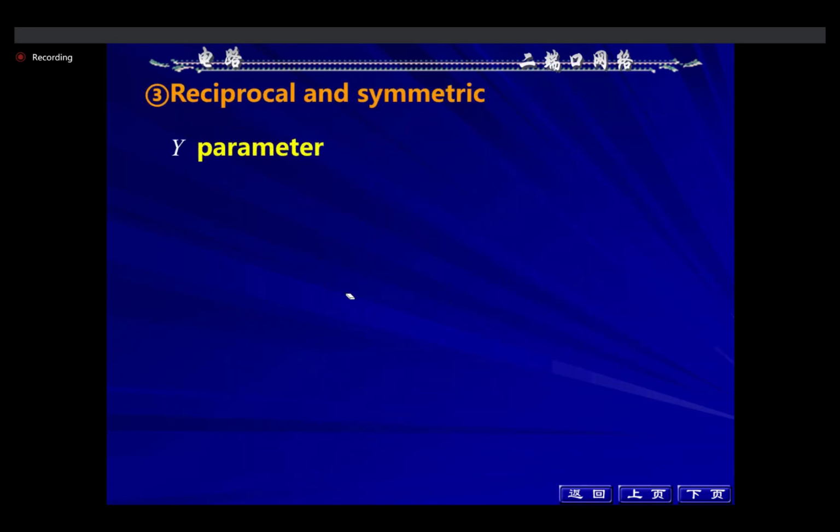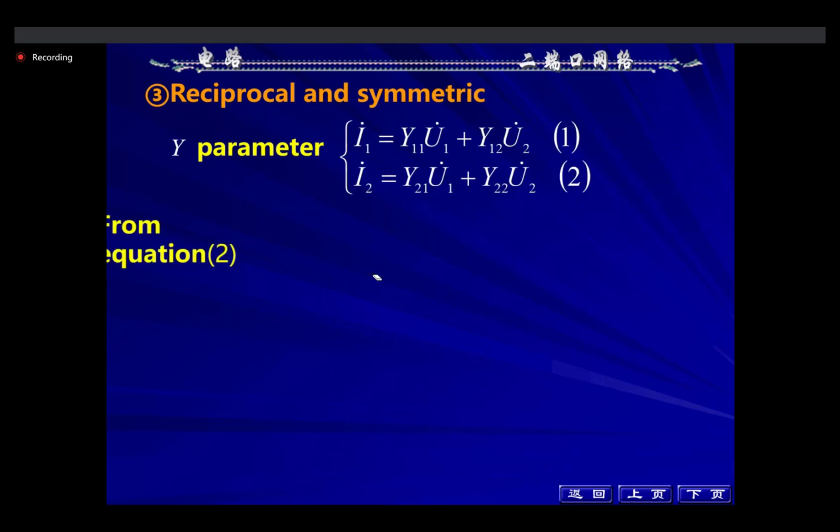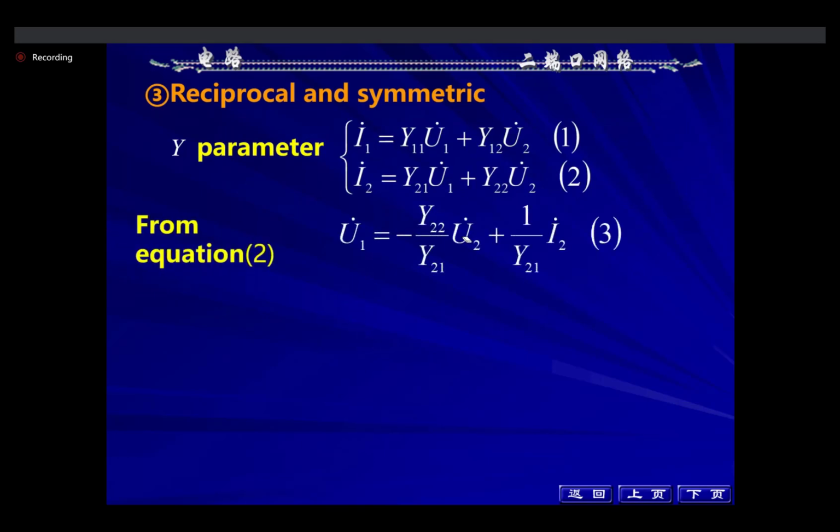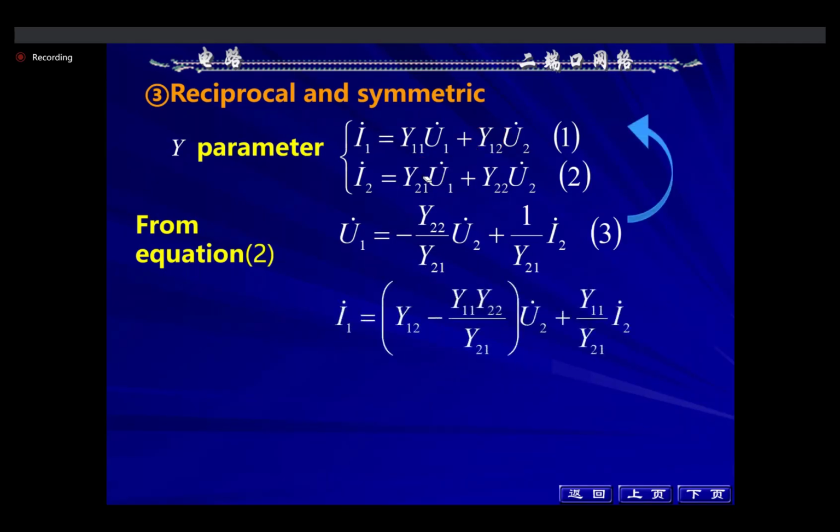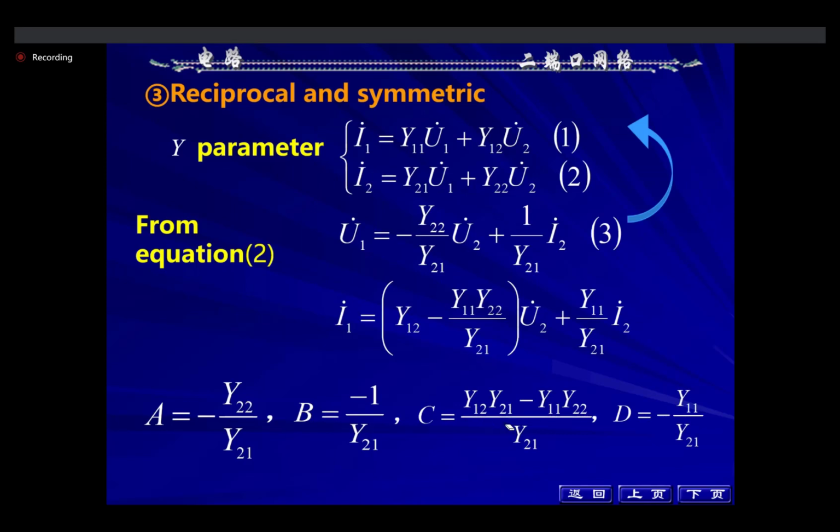For the reciprocal and the symmetry, for the Y parameter, the reciprocal is Y12 equal to Y21. We can use the Y parameter to express the T parameter. So the A, B, C, D, just use the Y parameter to express the T parameter. From Y to get the T parameter. From Y to get the Z, it will be simple. It's Y inverse.